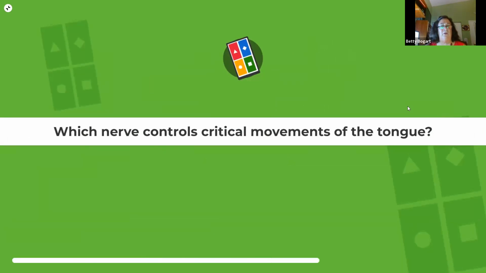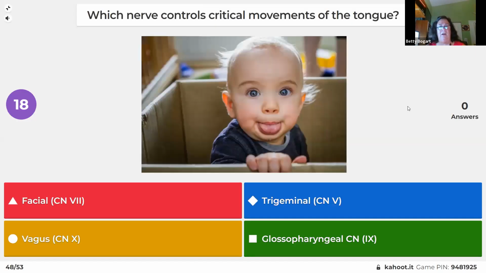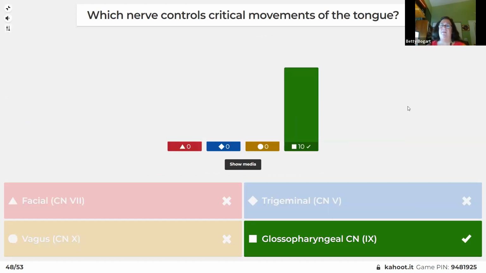Which nerve controls critical movements of the tongue? As in, how do you see if that nerve works? Stick their tongue out, right? So that's the glossopharyngeal or your cranial nerve number 9.